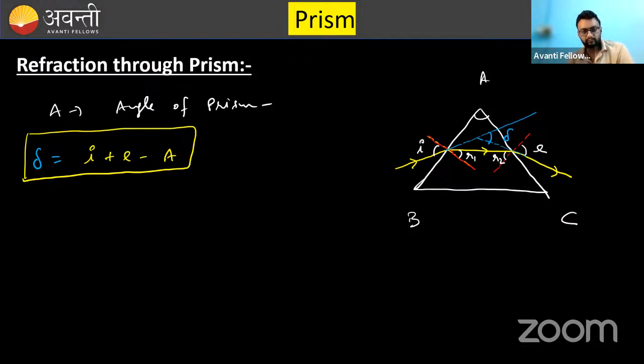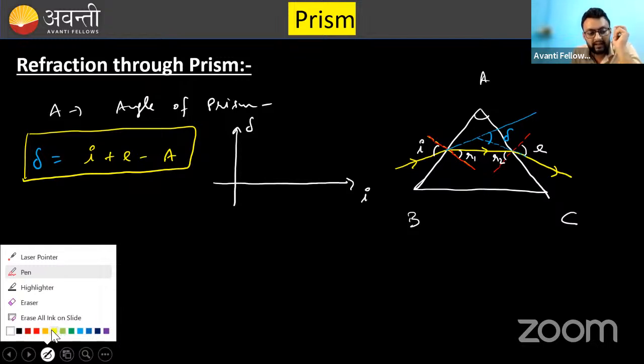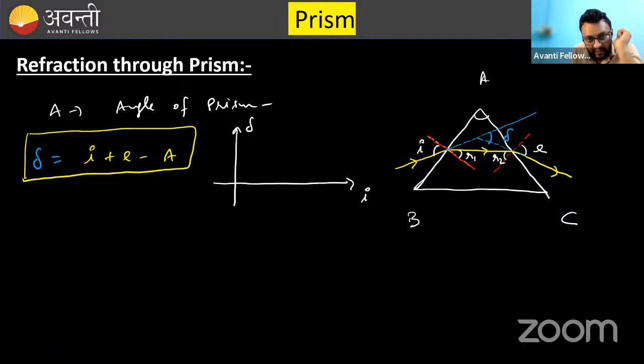Till now, everything is clear. Now, one more very important thing here, the graph. I think there is only one slide for us, so it will look a little congested, but you should draw it in your notebook. Another thing is the graph between delta and I. Write it: delta is the angle of deviation. If we draw a graph between them, it will look something like that.